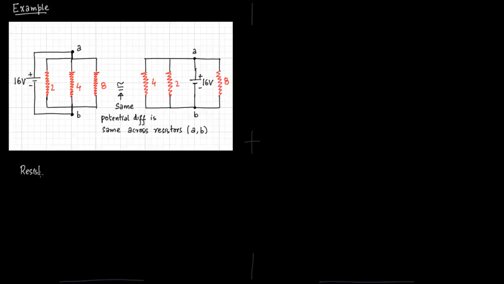So let us now calculate the equivalent resistance. You have three resistors in parallel. So you have 1 by R is equal to 1 by 2 plus 1 by 4 plus 1 by 8. And you add this up, you get 7 by 8. So R is equal to 8 by 7.